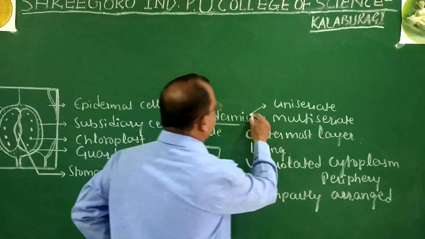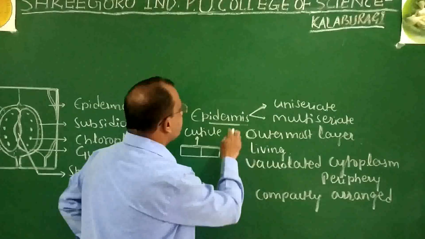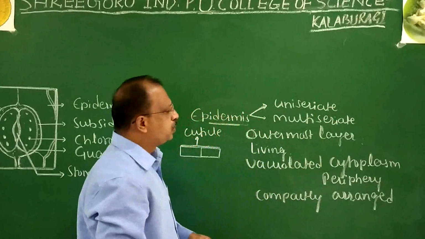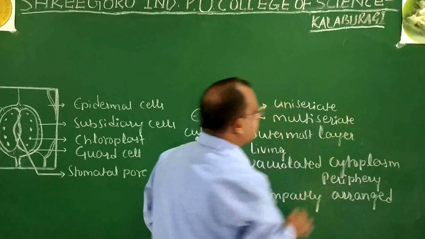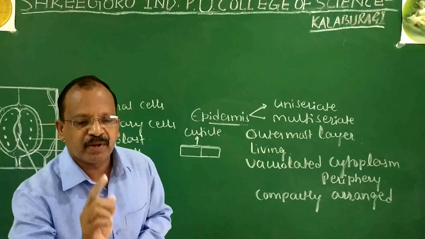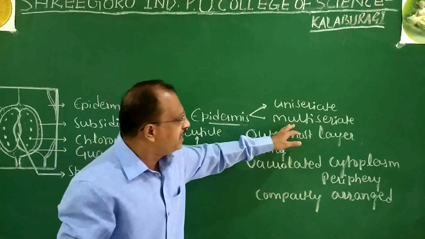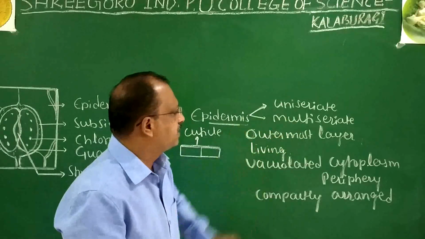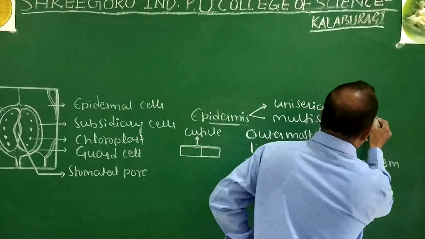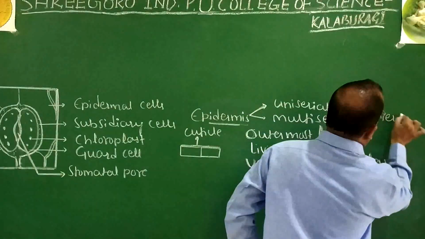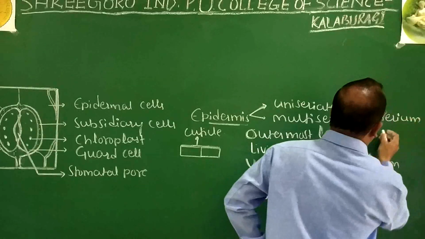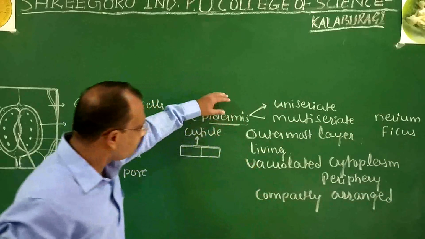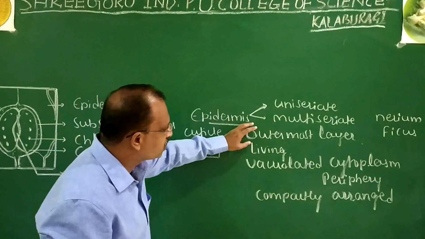Another point you have to remember for competitive examinations: epidermis may be uniseriate or multiseriate. Uniseriate means it is made up of a single layer. Multiseriate means it is made up of two or more layers. Examples for multiseriate are nerium and ficus.